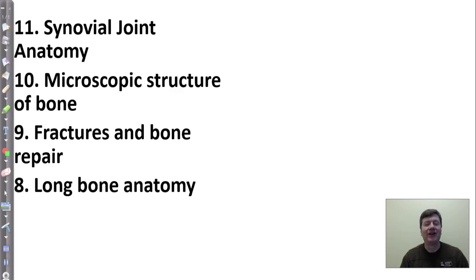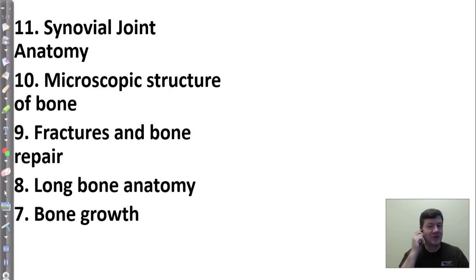Number 8, long bone anatomy. The long bone anatomy is really important because it helps us understand how long bones work. Work as in how they grow, work as in how they store material. So you should know diaphysis and epiphysis and metaphysis and endosteum and periosteum. Be very clear on where you find the epiphyseal growth plates. Be very clear on where you find spongy bone versus compact bone. So that's an important area.